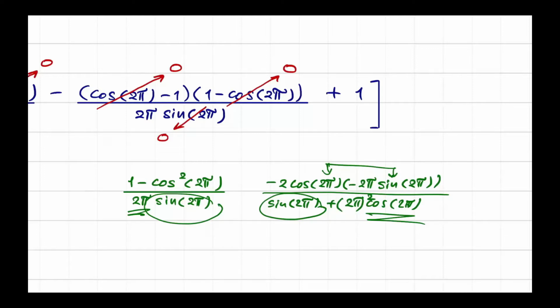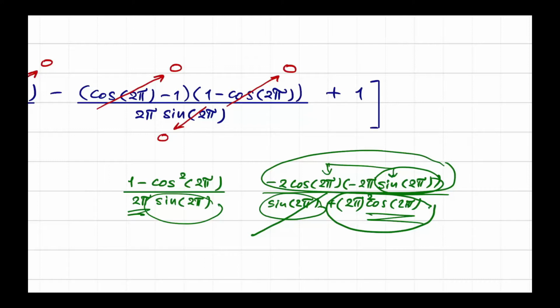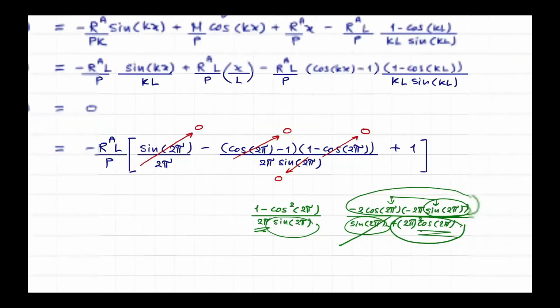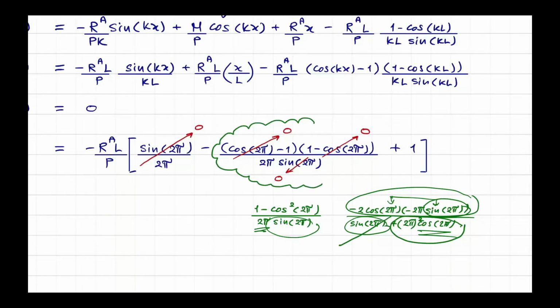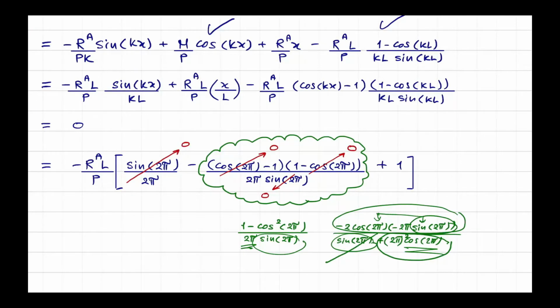Okay. So sine 2 pi is 0. 2 pi square cosine 2 pi is a finite number, non-zero. And the part up there, you multiply by sine 2 pi, has to be 0. So 0 divided by a finite number, you get 0. So we are sure that this whole thing is 0.